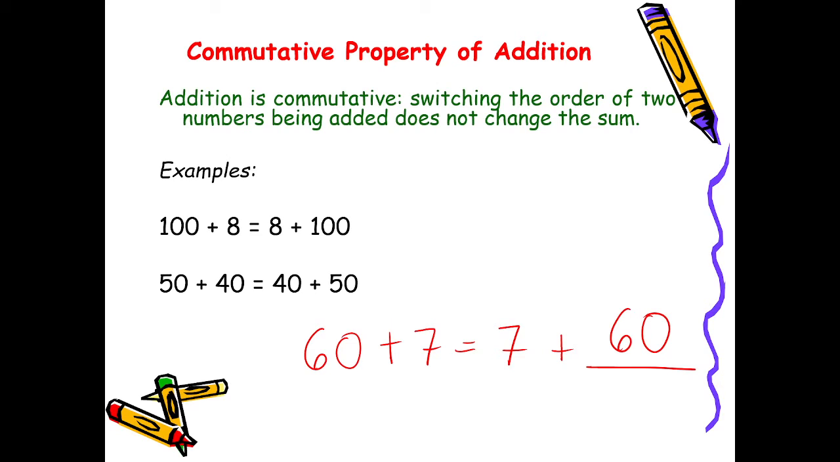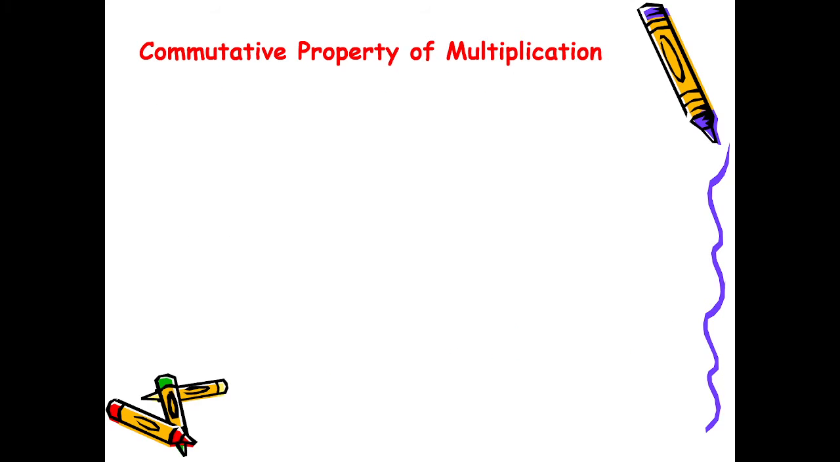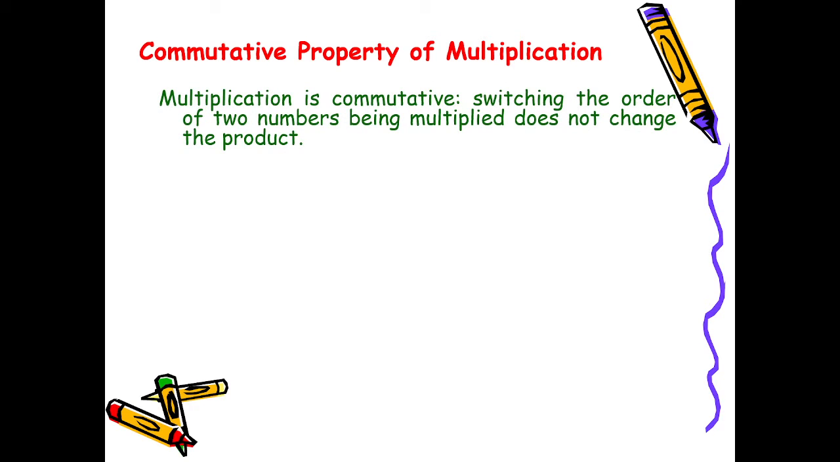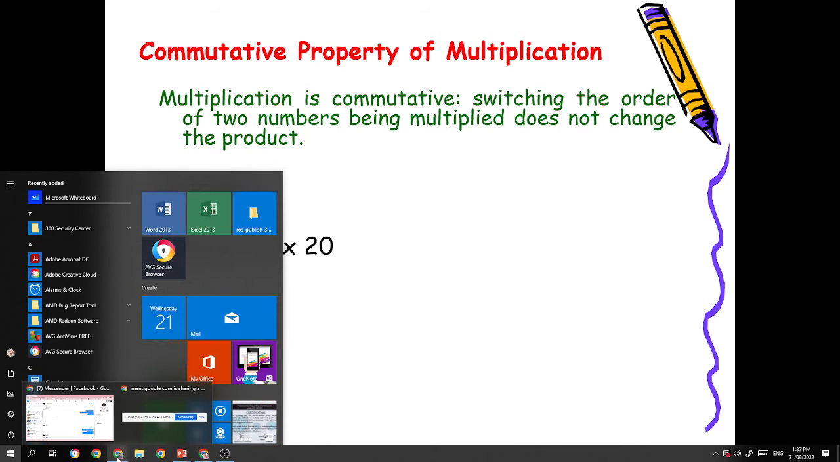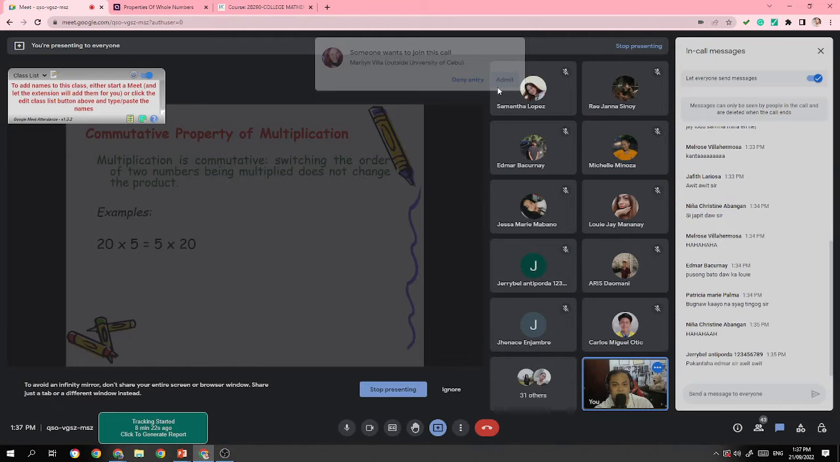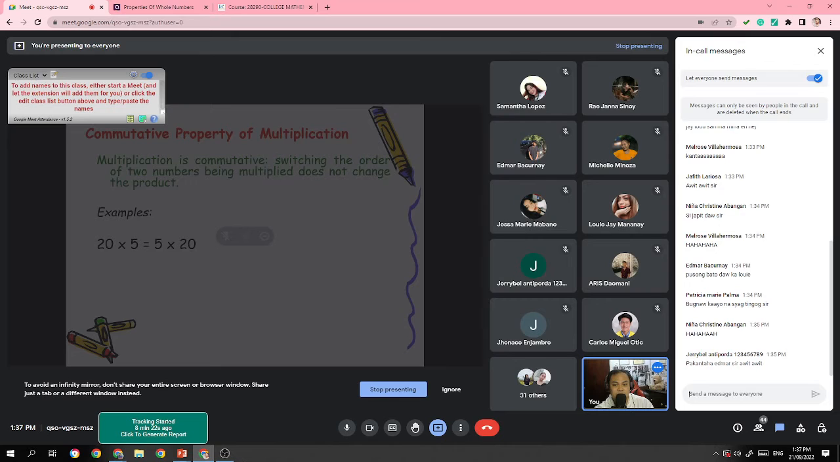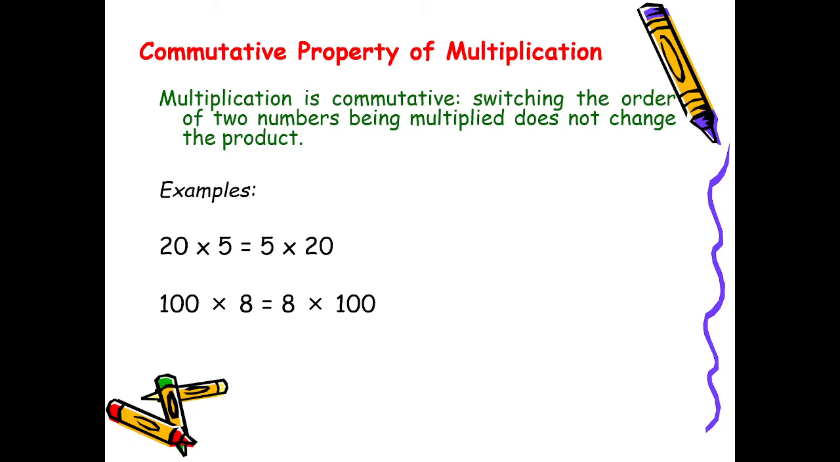Let's go to the commutative property of multiplication. The same with addition, when you switch the order of the numbers being multiplied, the product does not change at all. So meaning, if I'm gonna be multiplying 20 times 5, it has the same result as 5 times 20. Do you agree with that? Yes, sir. Now, let's continue. Another example, 100 times 8 is the same as 8 times 100. So, this is the commutative property of multiplication.